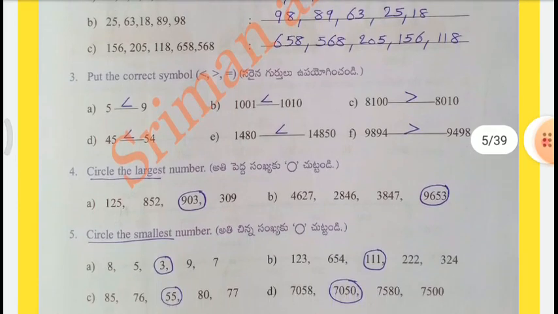Put the correct symbol: greater than, less than, or equal to. 5 less than 9. 45 less than 54. 1001 less than 1010. 1480 less than 14850. 8100 greater than 8010. 9894 greater than 9498. Circle the largest number.